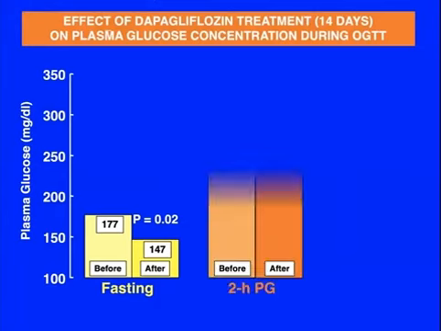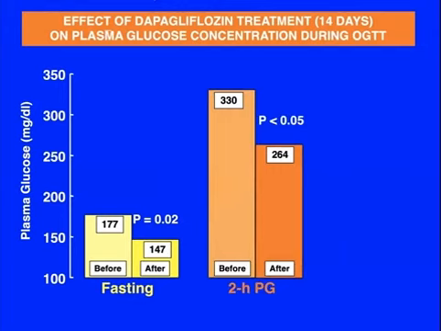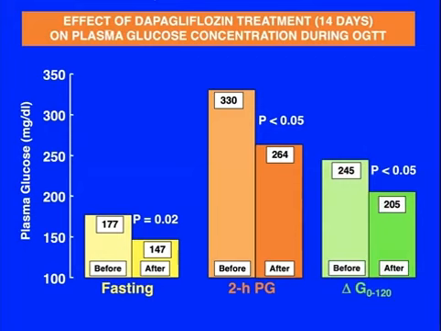Now, this is just 14 days later. If we give them a glucose load, the postprandial glucose fell from 330 to 264. So it fell by about 75 milligrams per deciliter. Now, that postprandial benefit is in part accounted for by the decrease in fasting glucose, as well as the increment above baseline. And so you can see that the increment above baseline was decreased by 40 milligrams per deciliter, and to the far left in yellow, the fasting decreased by about 30 milligrams per deciliter. So we're correcting both the fasting and postprandial rise.